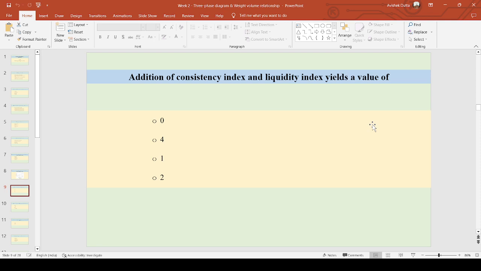Addition of consistency index and liquidity index yields a value of. Your options are 0, 4, 1 and 2.